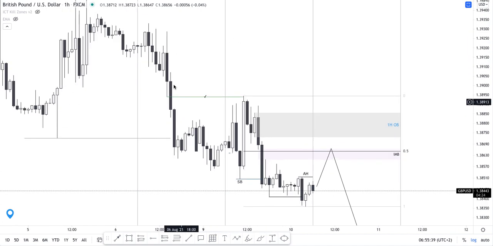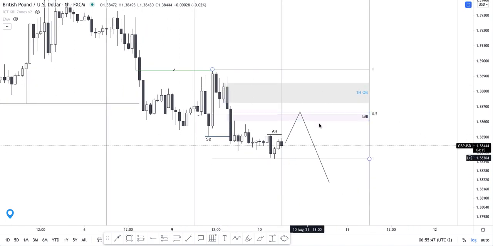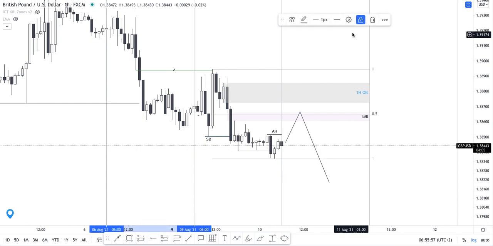I don't really think we'll go all the way up higher. It is possible, obviously anything is possible, but this is how I analyze and what I'm looking for in trades, and how I am seeing it. So yes, let's see how it does play out.